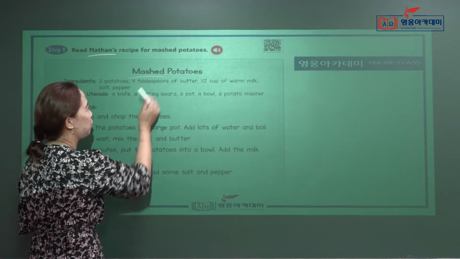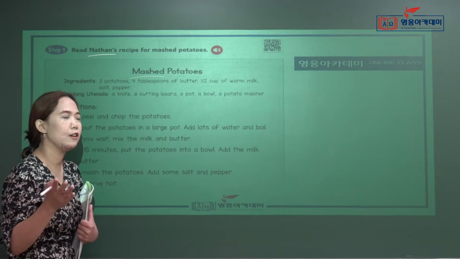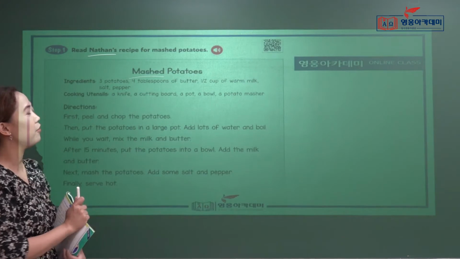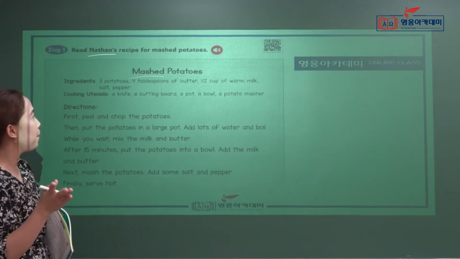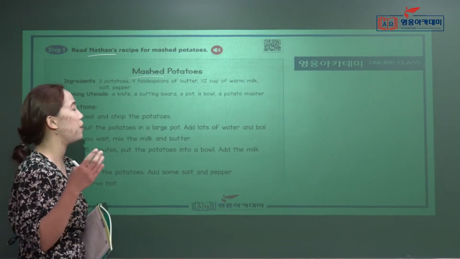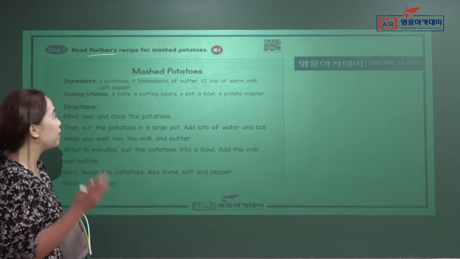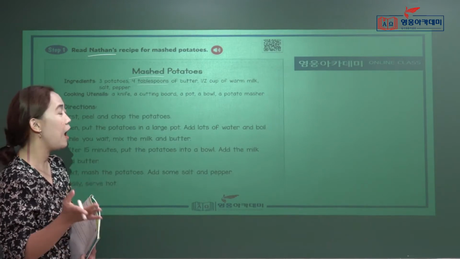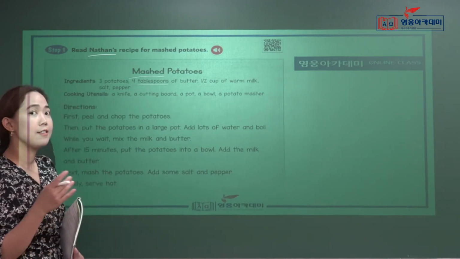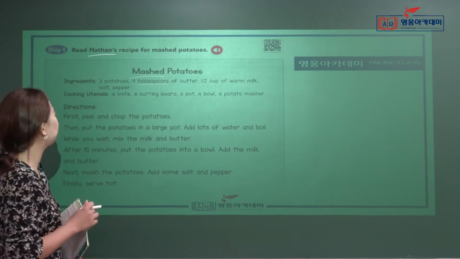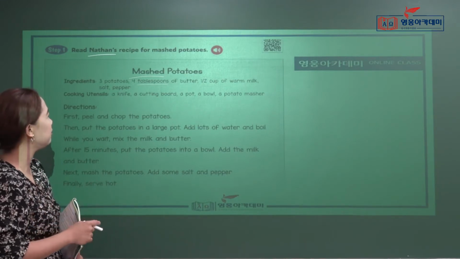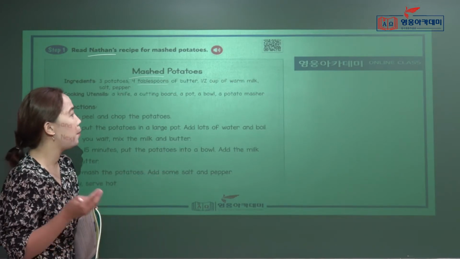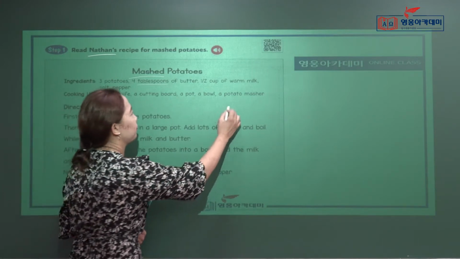Listen guys, pronounce this word for me again, mashed. Good, one more time, mashed. Very good, mashed potatoes. All right, now what are the ingredients? Let's start. 3 potatoes, repeat after me guys, okay? 3 potatoes, 4 tablespoons of butter, half a cup of warm milk, salt, pepper. And what are the cooking utensils? A knife, a cutting board, a pot, a bowl, and a potato masher.